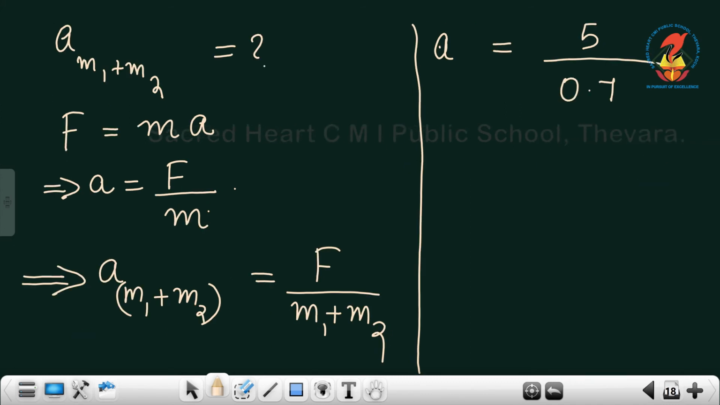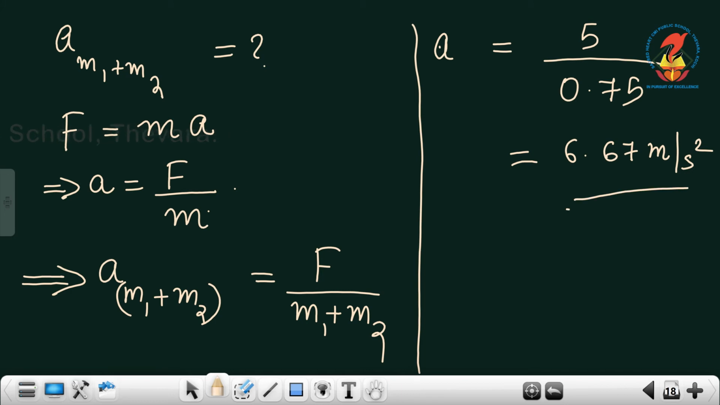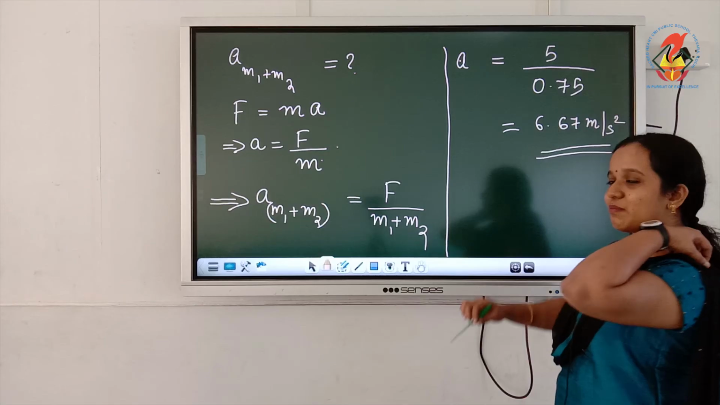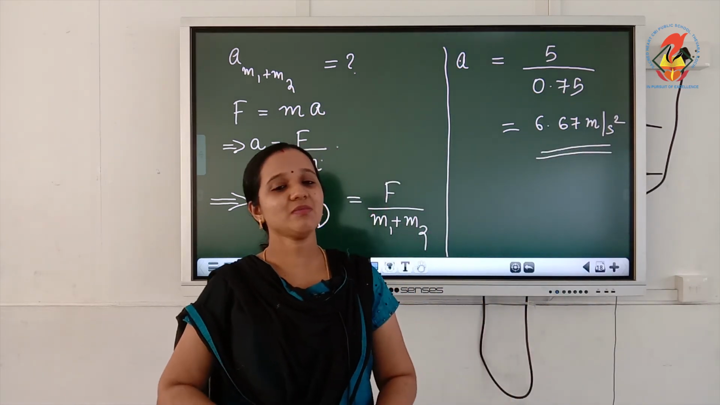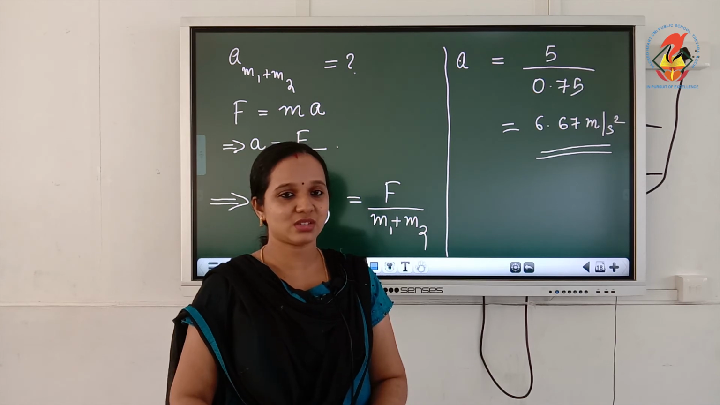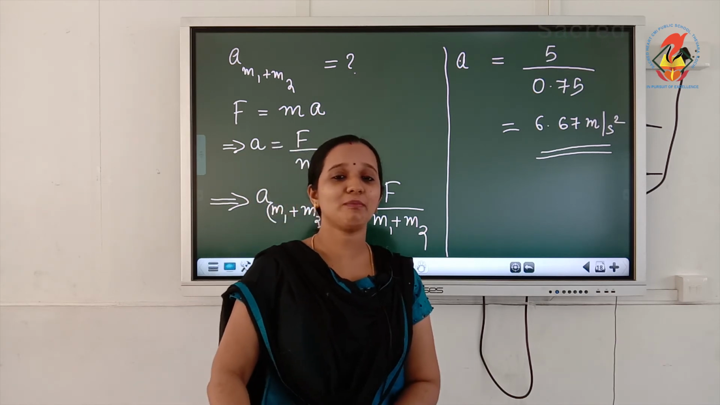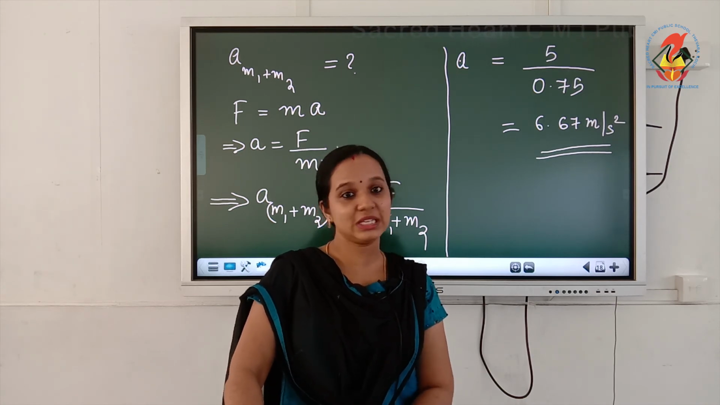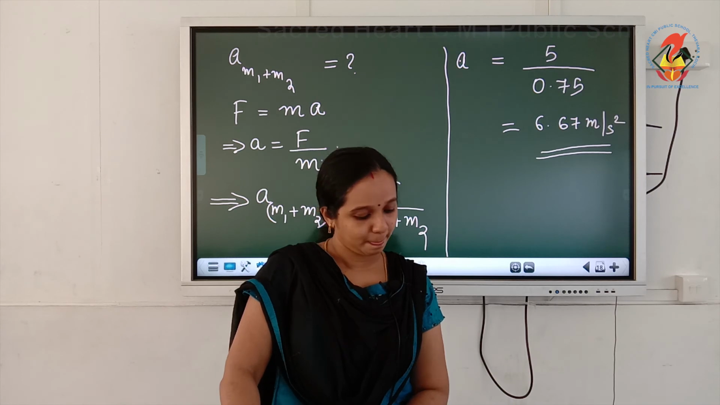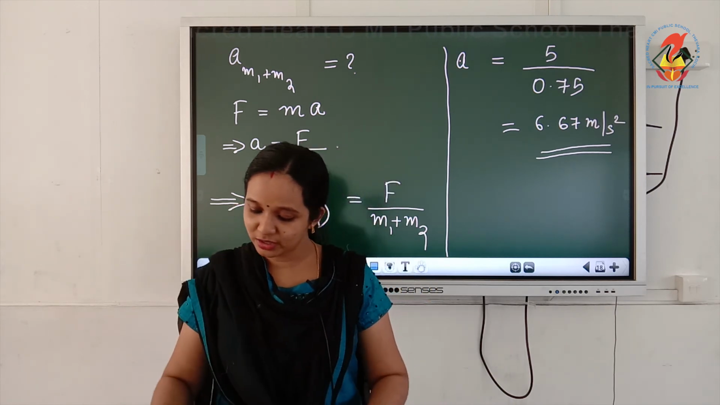0.75. On solving this, you will get the answer as 6.67 meter per second square. On solving 5 by 0.75, you will get 6.67 meter per second square. So this is the acceleration when both the masses are tied together. A little bit confusing but easier. So that was the third question.